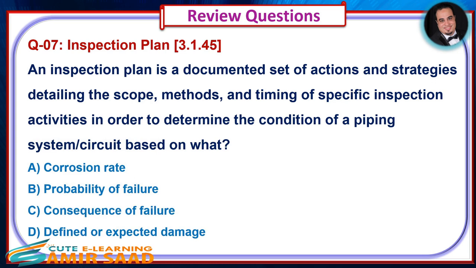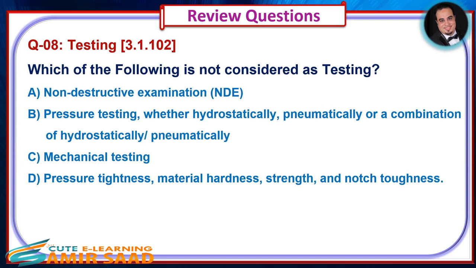Question number 7. An inspection plan is a documented set of actions and strategies detailing the scope, methods, and timing of specific inspection activities in order to determine the condition of a piping system circuit based on what? Answer is D. Question number 8. Which of the following is not considered as testing? Answer is A.